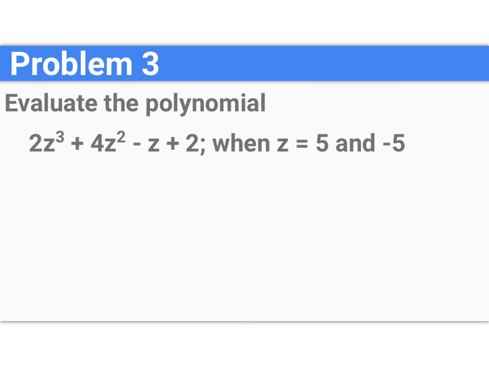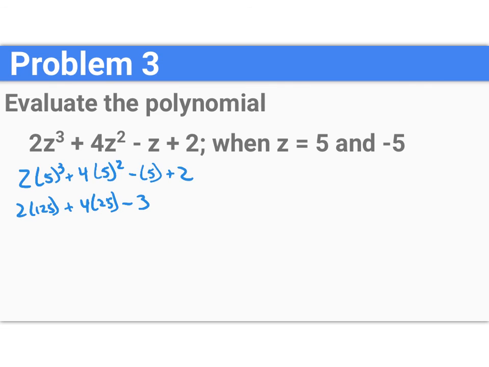So evaluate the polynomial when z equals 5 and negative 5. So let's do this in blue again. 2 times 5 cubed plus 4 times 5 squared, minus 5 plus 2. 2 times 125 plus 4 times 25 minus 3. 250 plus 100 minus 3. 350 minus 3 is 347.